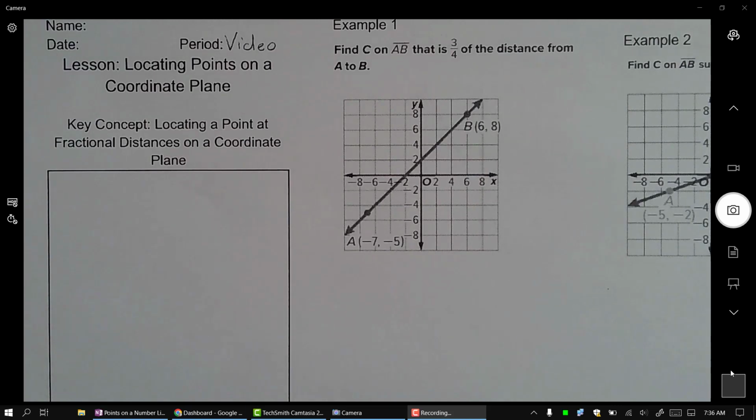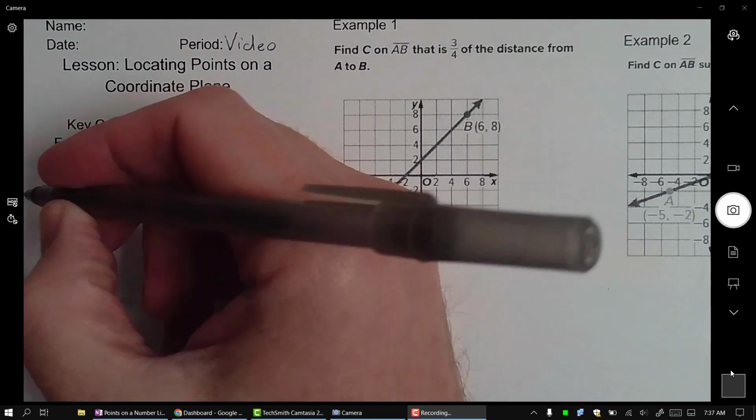Greetings and hello everyone. Today we're going to be working on locating points on a coordinate plane. So our first key concept is locating a point at a fractional distance on a coordinate plane.